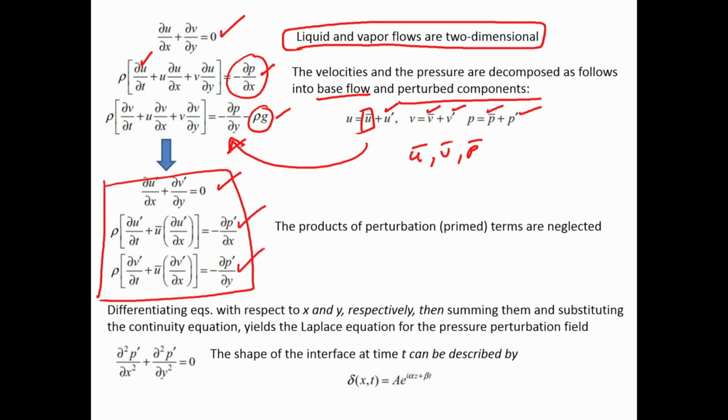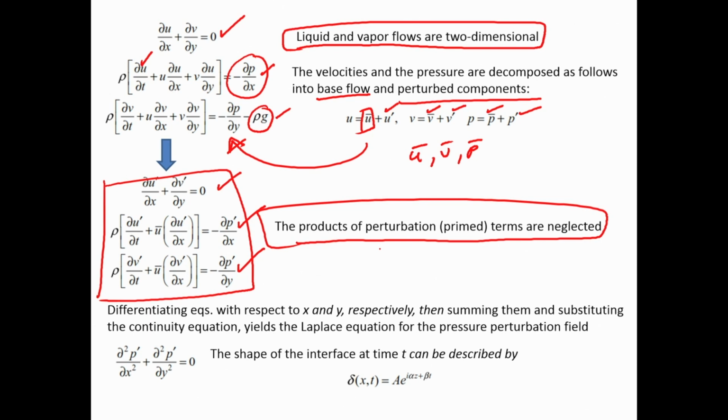Now, the products of the perturbation are neglected, and the g actually drops out because it does not have a perturbation. We have also assumed that the density is fixed, so there is no perturbation on the property. That can also happen, but here we are assuming that the perturbation is not happening on the density. The product of the perturbations, that means the prime terms, are neglected, that is u prime v prime is neglected. Similarly, quantities like u prime p prime are all neglected.